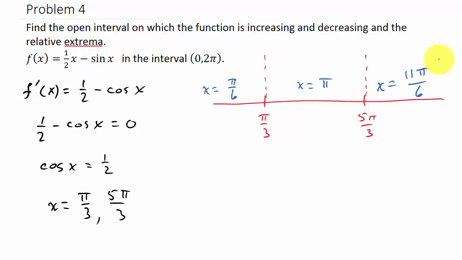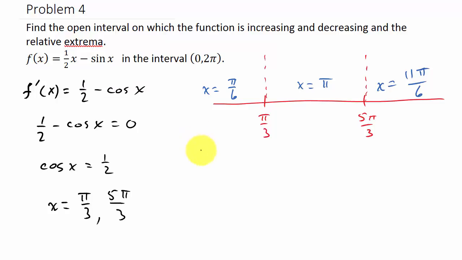11 pi over 6 is 330 degrees, and this 5 pi over 3, that's 300 degrees, so we know it's in there. We know that this is between 5 pi over 3 and 2 pi. All right, so now we need to determine if it's positive or negative in each of the intervals. So we take each one of these values and plug it back into the derivative.